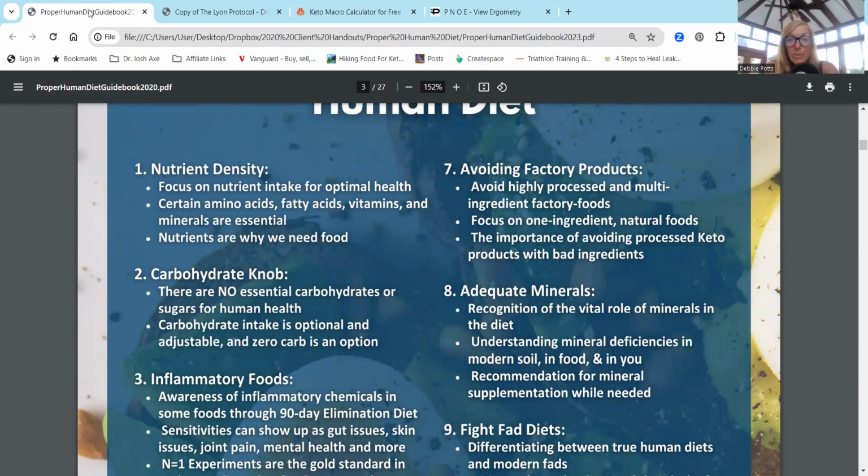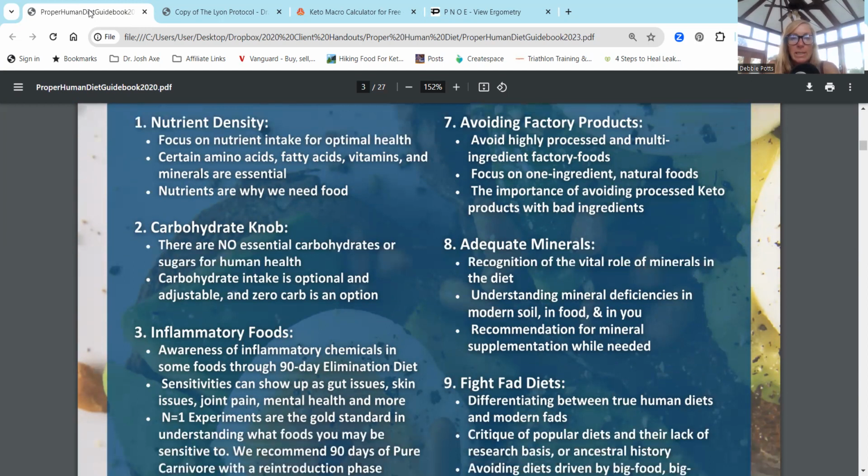Carbohydrate knob. Now remember, his audience is metabolically unhealthy. My audience is a fit and active athlete, endurance athlete that is also an aging athlete. We are exercising, and so we need to take some of this and adjust it for when you're exercising more.